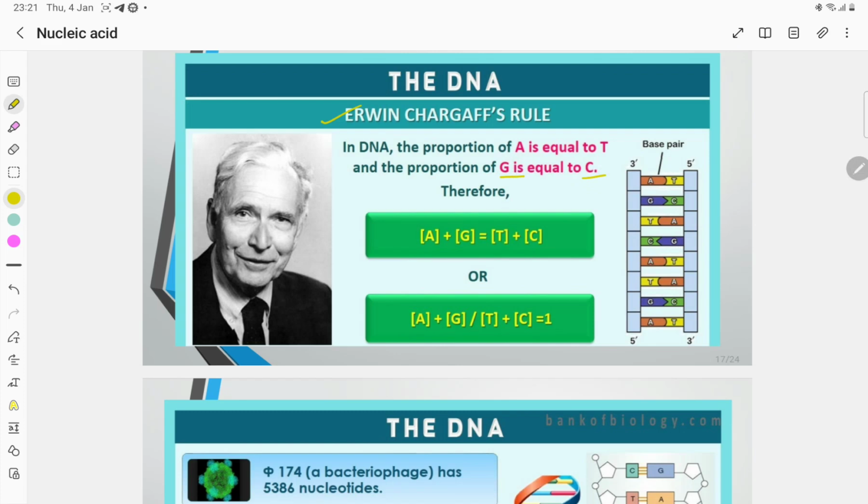So therefore, we can write that adenine plus guanine equals cytosine plus thymine. That means total purine equals total pyrimidine.